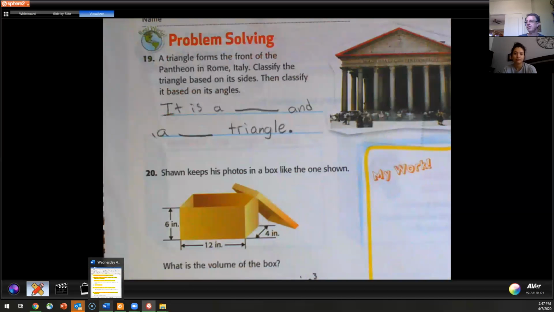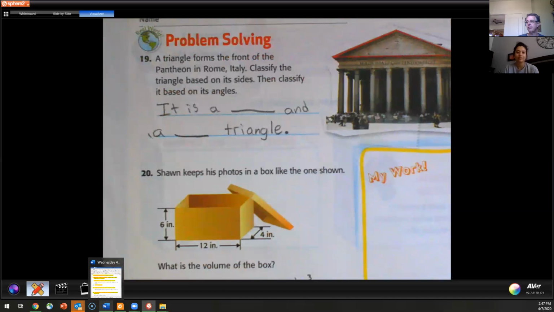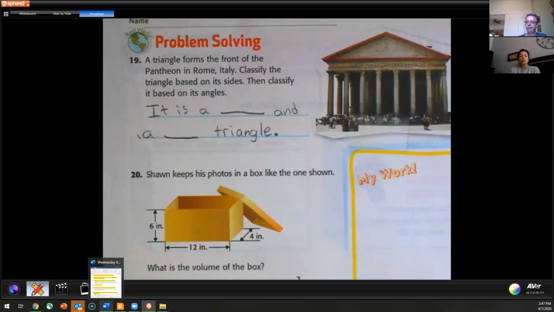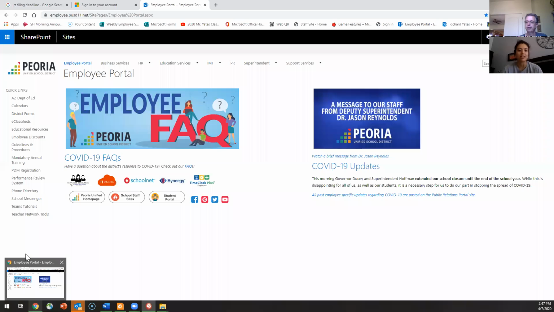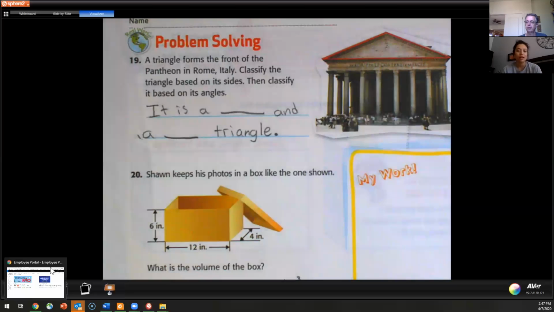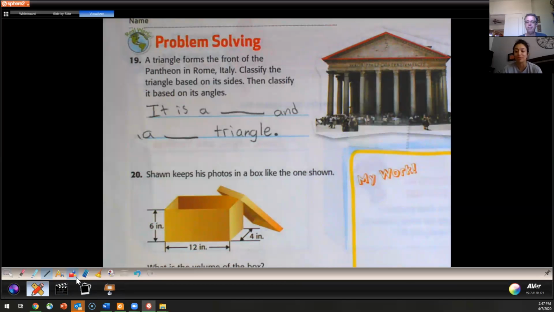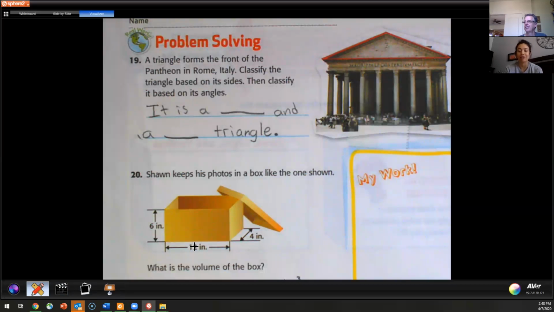And the first one we're going to look at here is number 19. And Ms. Garcia, you want to just take a look at that one? Yep. So looking at this one, it says a triangle forms the front of the Pantheon in Rome, Italy. So that is going to be the building over here on your right. It says classify the triangle based on its sides.